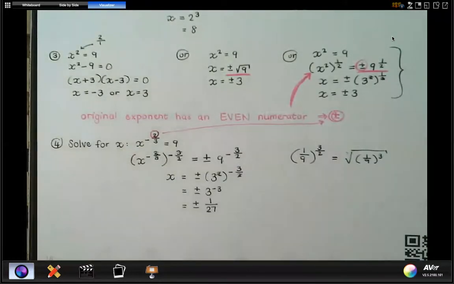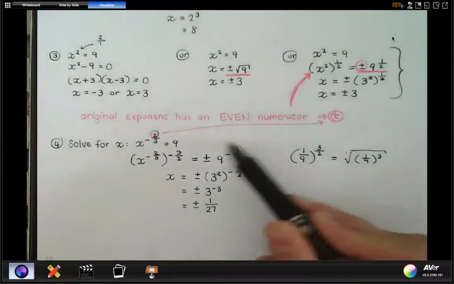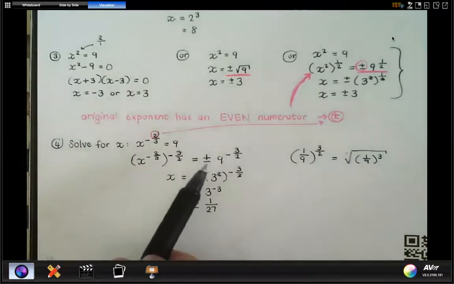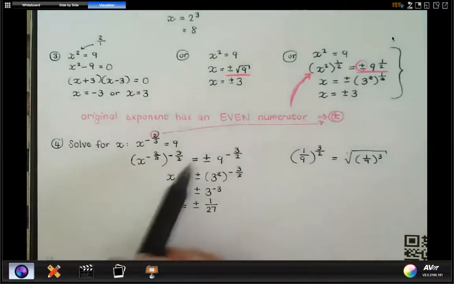Let's check that. 9 to the power of negative 3 over 2, we do get 1 over 27. Guys, I also just want to say again, if the question doesn't state that you are not allowed to use a calculator, you would just have this step, type it into the calculator and get your answer. But note that the calculator doesn't give you the plus minus. You need to remember that.